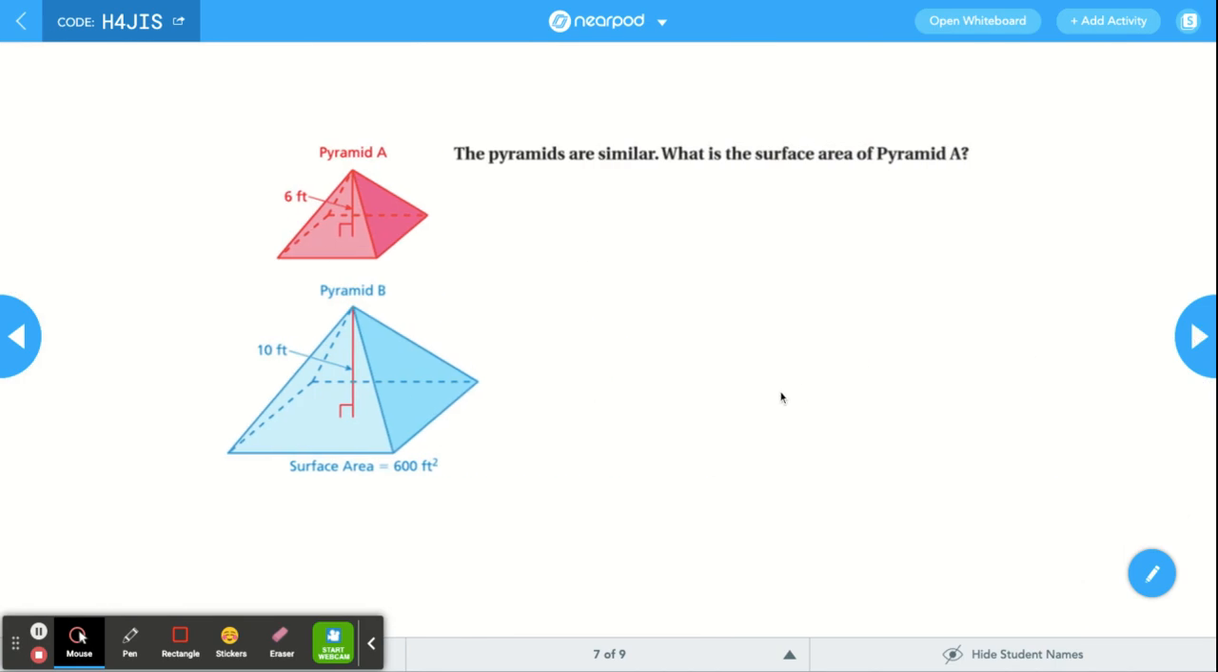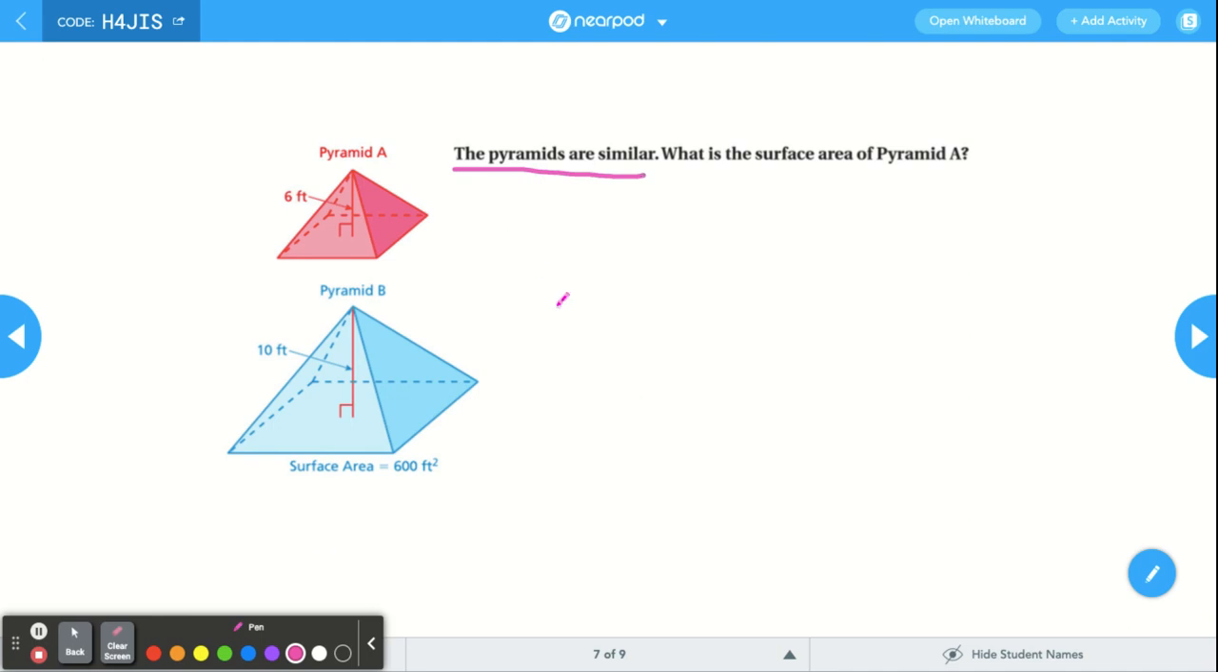All right. We have a question here. It says the pyramids are similar. What is the surface area of pyramid A? So remember, when it comes to similar shapes, we know that their corresponding sides are proportional to one another. And in the case of the surface areas, we would square the corresponding side measurements.